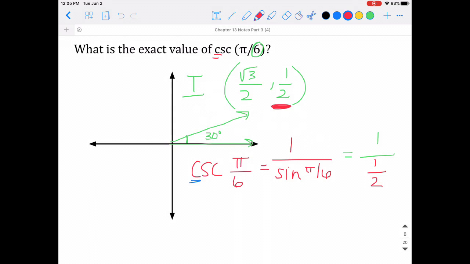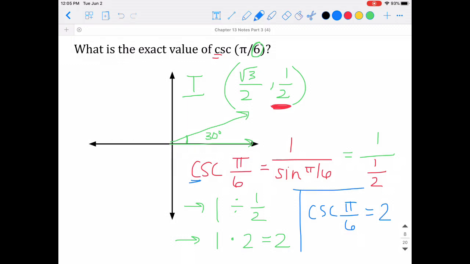This is a complex fraction, so if we write it out, this is going to become 1 divided by 1/2. And we can multiply by the reciprocal, so 1 times 2 equals 2. So the cosecant of pi over 6, the exact value is 2. And you can figure this out without doing all of this work also.